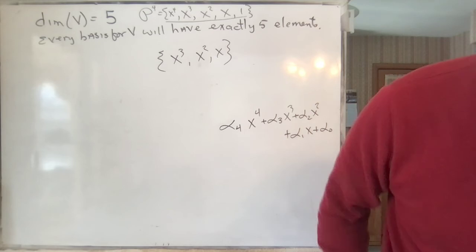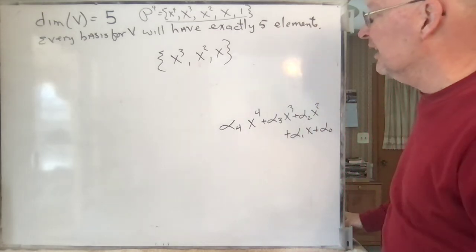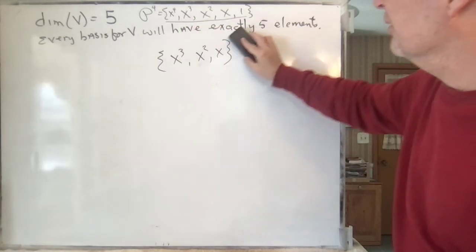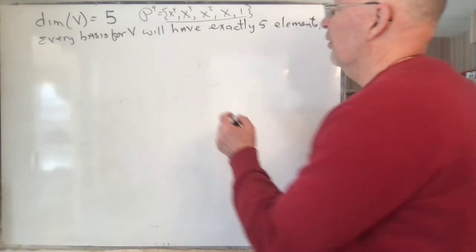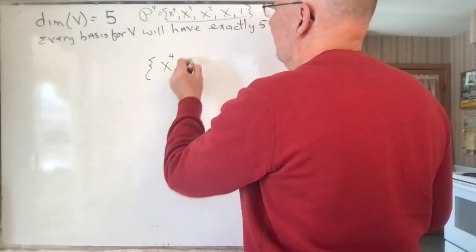Let's do one more. A set with more than n elements, what about being linearly independent? What if I have more than, in this case, 5 elements? Well, let's think about it. So I have more than 5 elements. Let's take these to begin with.